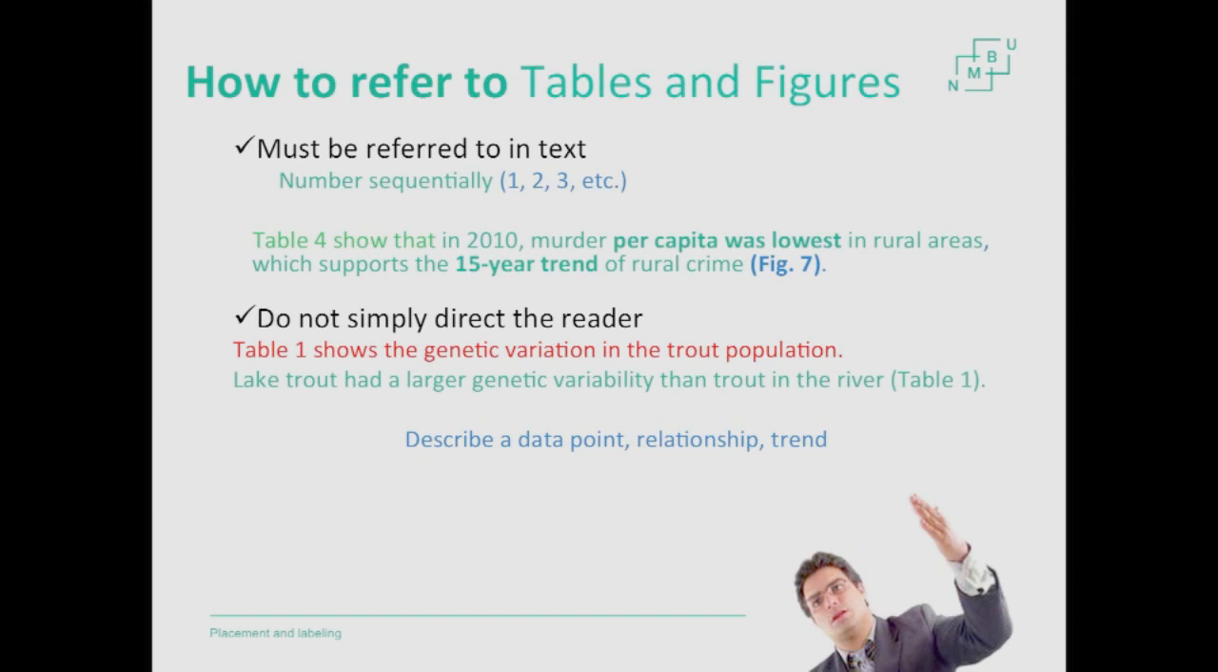For example, lake trout had a larger genetic variability than trout in the river, Table 1. Your text now draws out the interesting information from the table and helps the reader to interpret it. This ensures that your text and table supplement each other. If there's no interesting information to draw out of the table or figure, maybe you should consider moving it to the appendix.